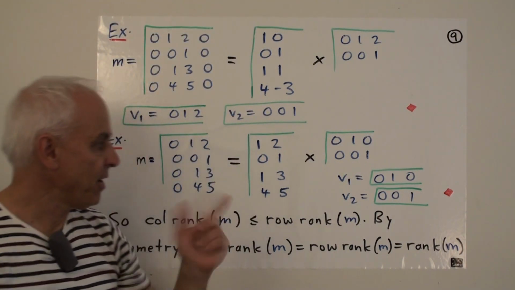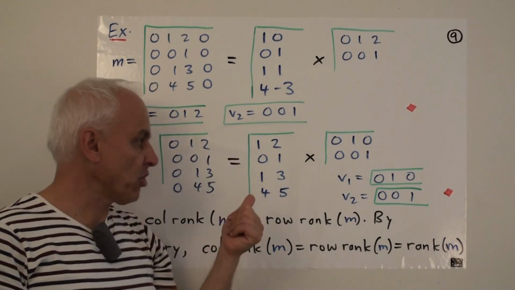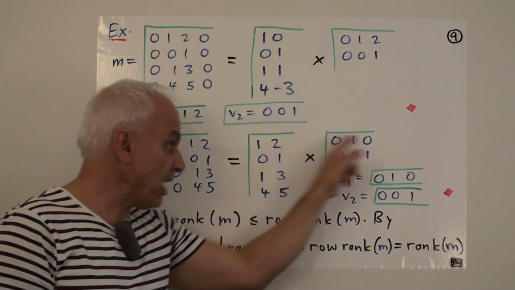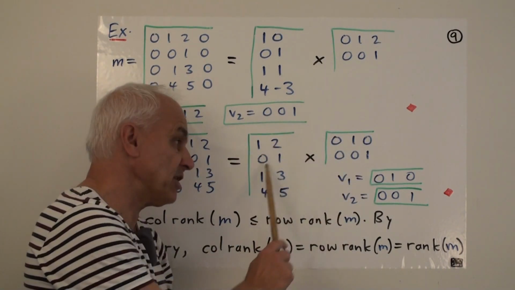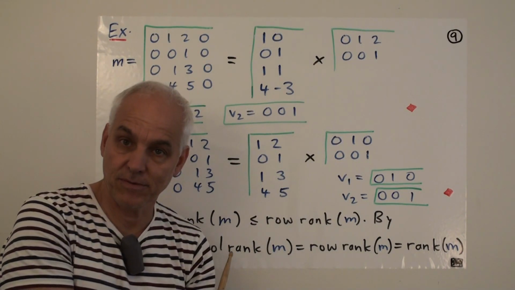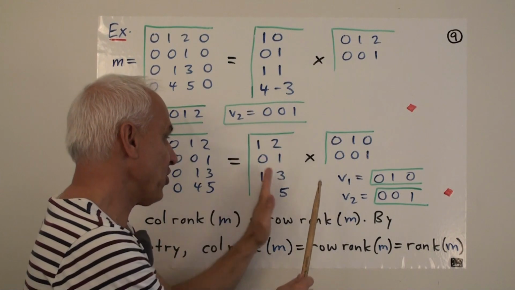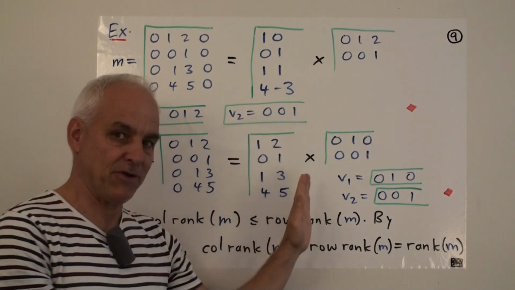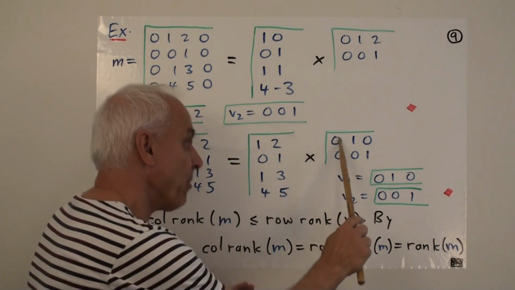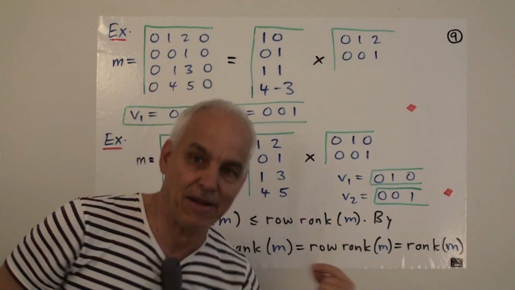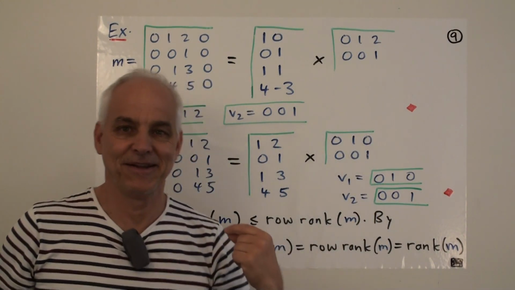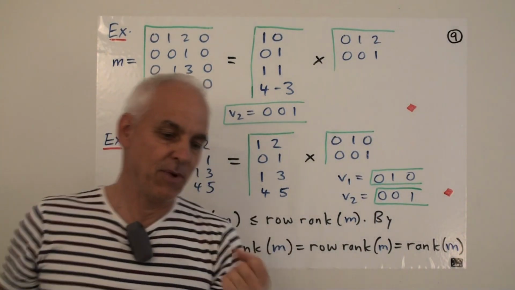So there's a symmetry. This kind of factorization can be interpreted as taking a linear combination of these rows with coefficients determined by what's happening on these rows here. Another way of thinking about it is this is a linear combination of the columns of the left-hand matrix with coefficients determined by what's happening in the columns of the right-hand matrix. Okay? And it's this symmetry which is the key to things.